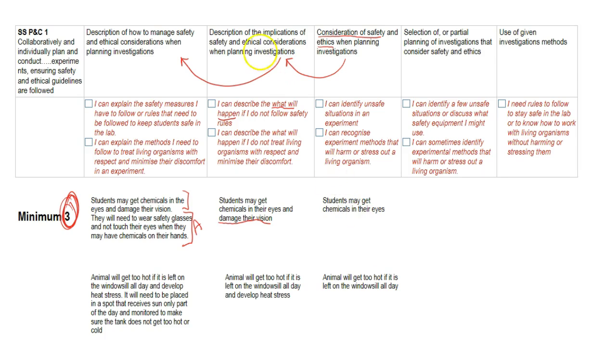Okay? For a B, can you tell me what would happen, the implication, if you do this with this animal? They'll get too hot and they'll develop heat stress. That's the implication. That's a B. For an A, how are you going to manage it? Animals will get too hot, they'll develop heat stress. How will I manage it? They'll need to be placed in a spot that receives sun only part of the day, and we'll monitor it to make sure that the tank or wherever the animal is being placed doesn't get too hot or cold. This is how you manage it to make sure the animal doesn't get stressed. Okay, and that's all you need to do for an A. So it's pretty straightforward. You need to show it a minimum of 3 times in order to get the grade.